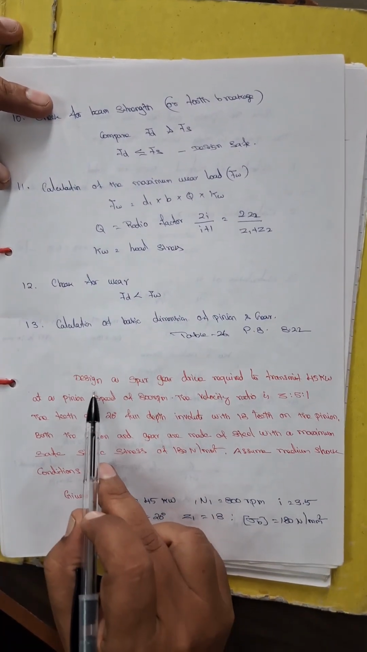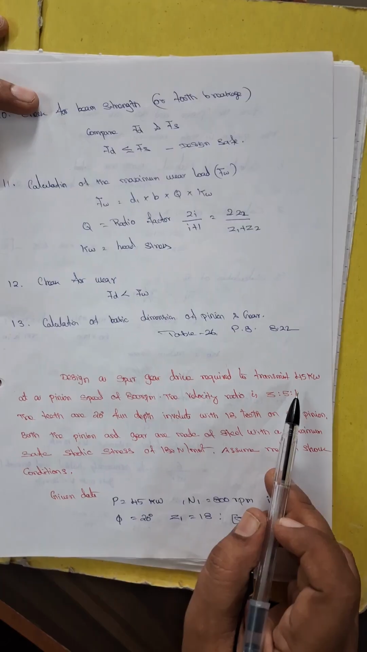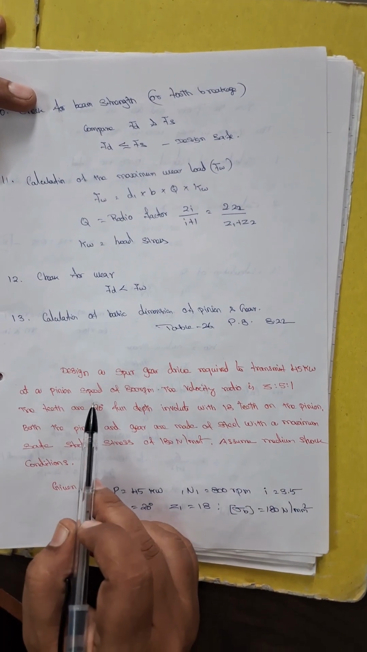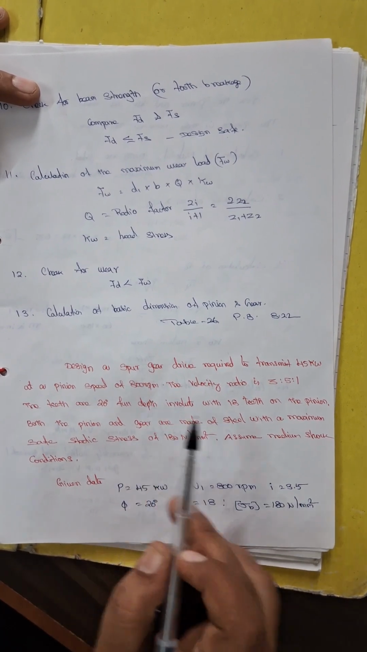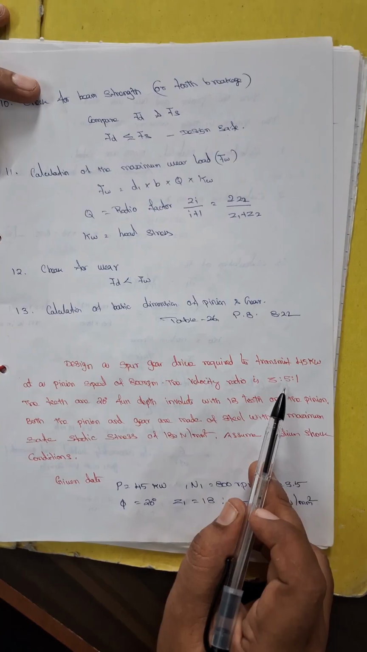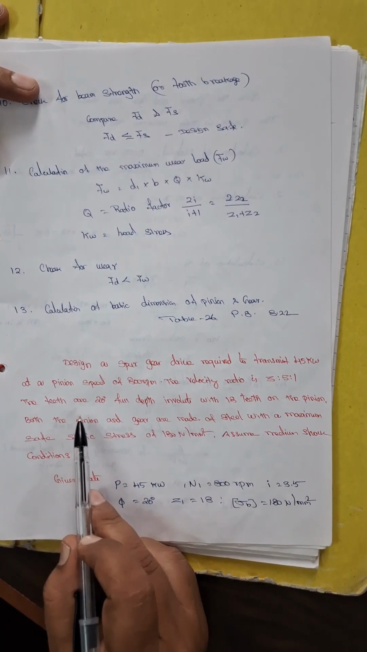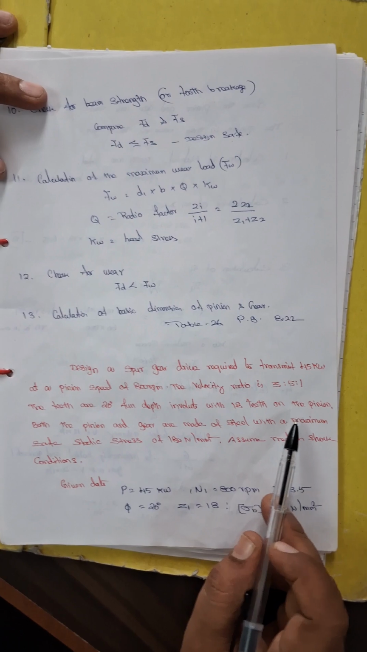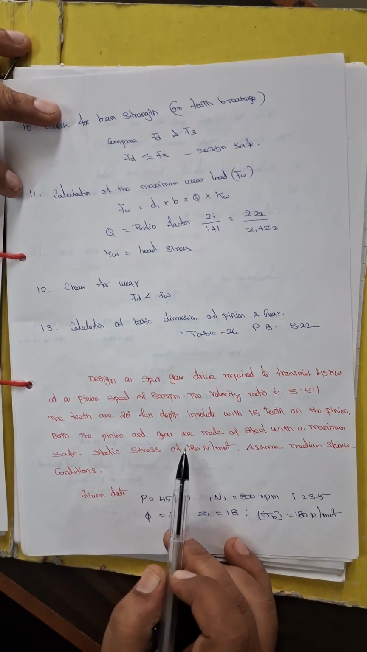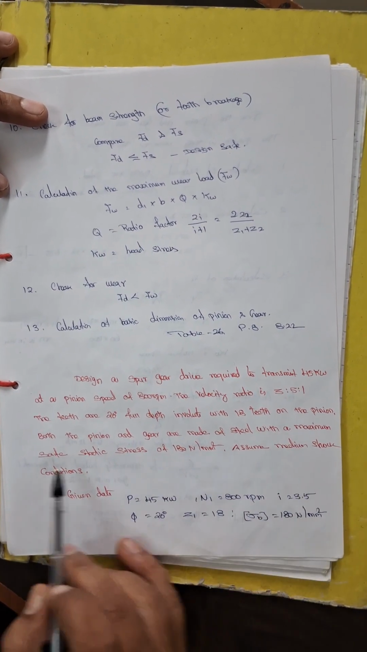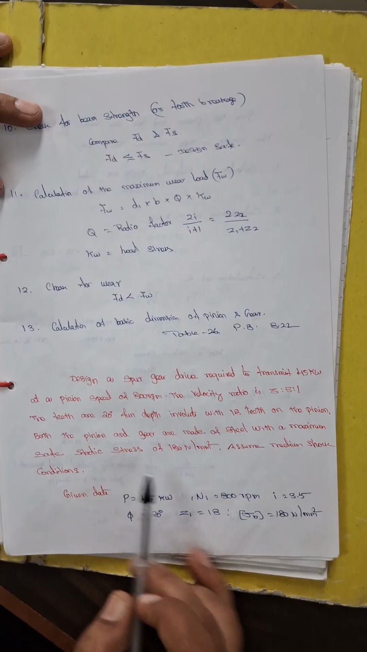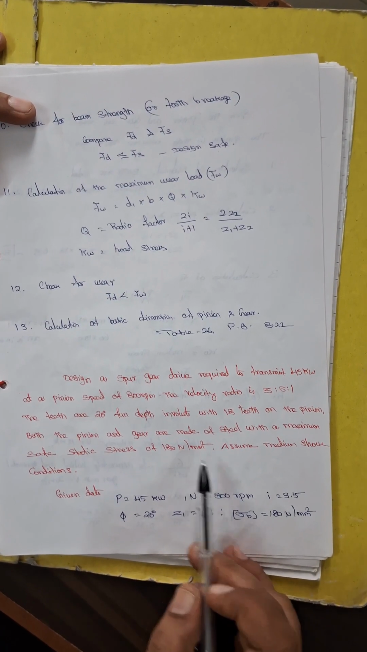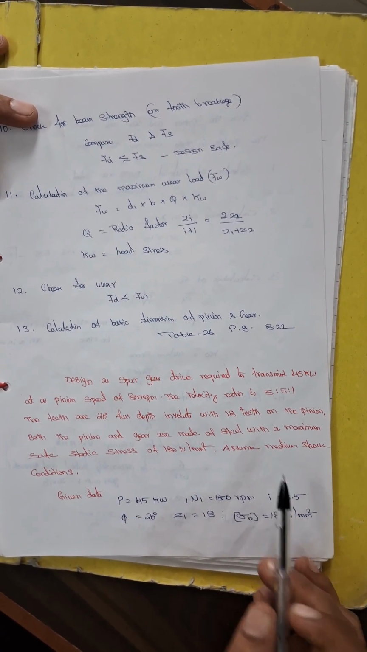First sum: design a spur gear drive required to transmit 45 kilowatt at a pinion speed of 800 rpm. The velocity ratio is 3.5:1. The teeth are 20 degree full depth involute with 18 teeth on the pinion. Both the pinion and gear are made of steel with a maximum safe static stress of 180 Newton per mm square. Assume medium shock conditions.